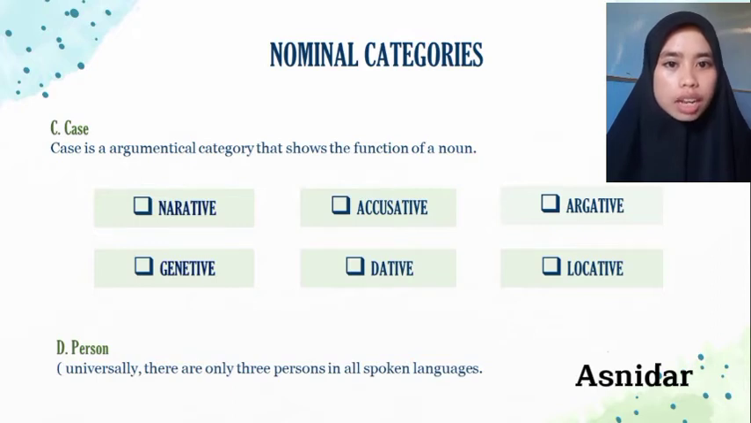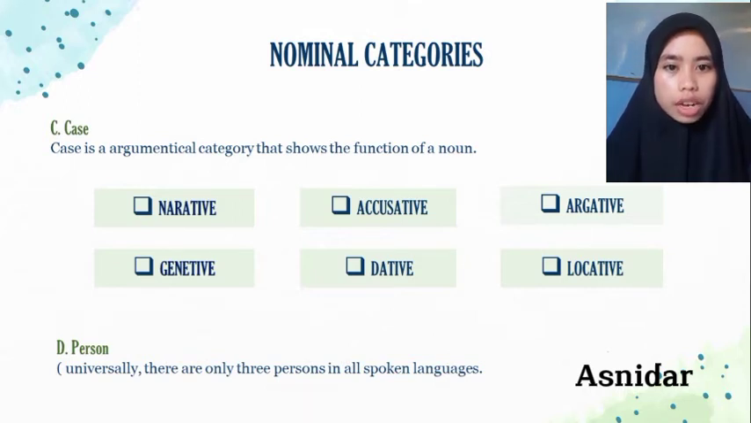The case, a grammatical category that shows the function of a noun or noun phrase in a sentence. The form of the noun or noun phrase changes to show the different functions or cases. 1. Nominative. The form of a noun or noun phrase which usually shows that it can function as the subject of a sentence. 2. Accusative. The form of a noun or noun phrase which usually shows that it functions as the direct object of the verb in a sentence.